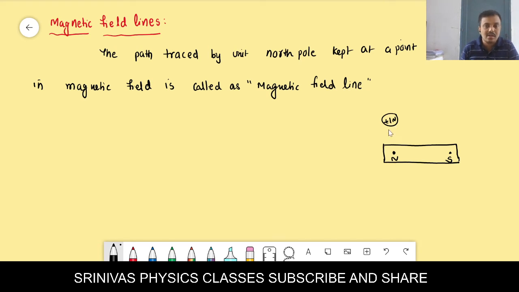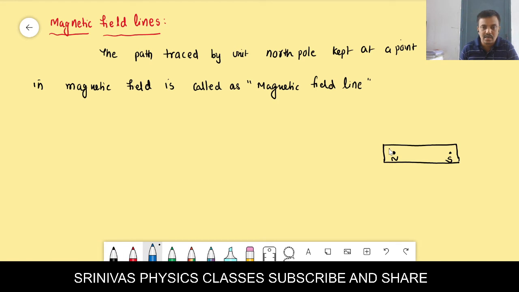That unit north pole will travel in a certain direction, along a certain path. The path traced by the unit north pole, that means the path along which it can travel in the magnetic field, is called the magnetic field line. If you keep this unit north pole near the magnet, it is repelled by the north and attracted by the south. So it will go away from the north and towards the south, following a certain path.